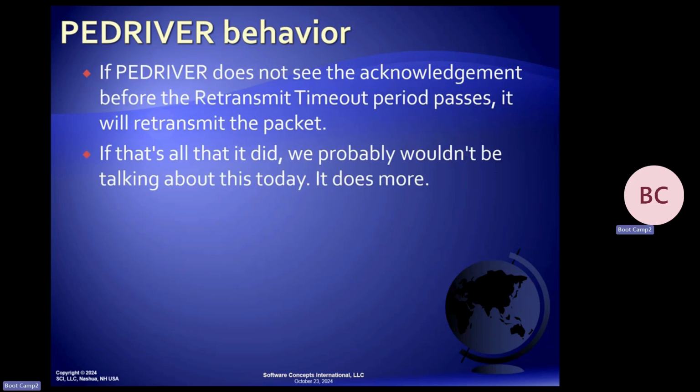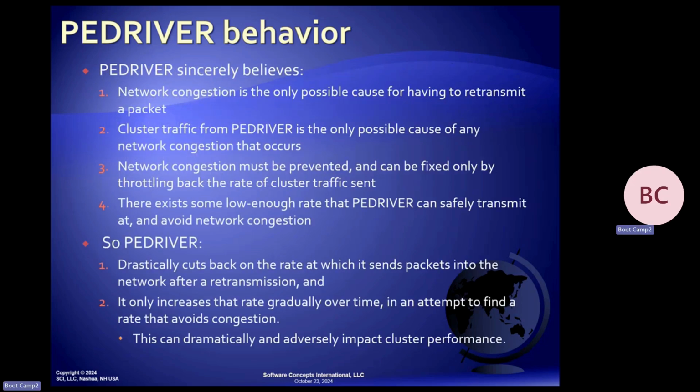Now, if it doesn't see the acknowledgement, it'll retransmit the packet. But if that was all it did, I wouldn't even have it in this session. It does more. Basically, it believes that network congestion is the only thing that could cause a packet to be lost. It believes that its own traffic could be the only thing that could be causing this network congestion.